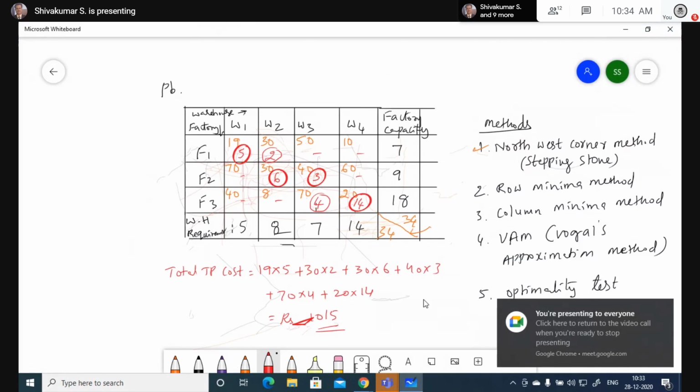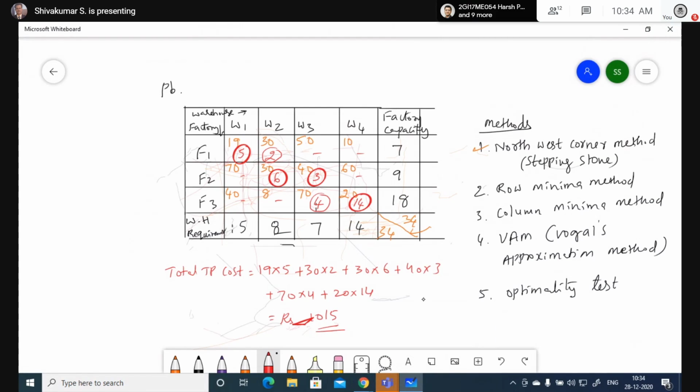Now, the first method got over. We'll go for the second method now.